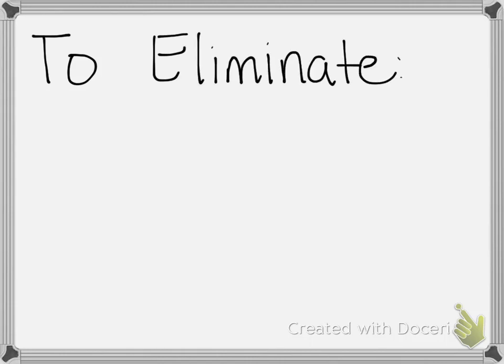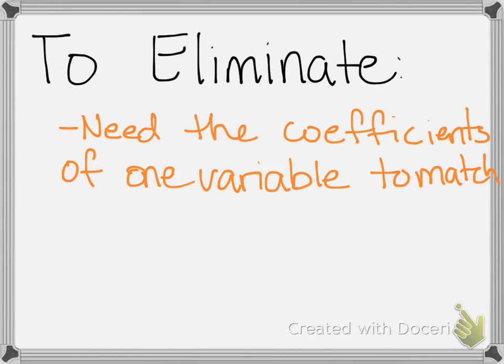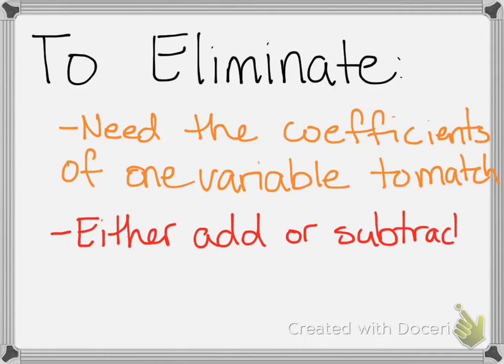So here are the rules for elimination, and I'm going to ask that you leave the screen up and you can copy these rules down. To eliminate, we need the coefficients of one variable, so either x or y, to match. So you need either 2x and 2x in both equations, or 3y and 3y in both equations. So once you have that, then you're going to either add or subtract the equations in order to eliminate.